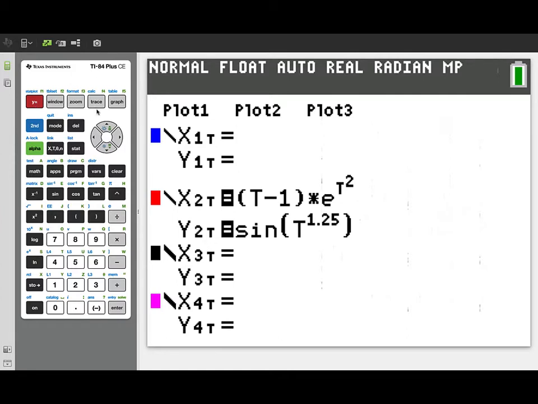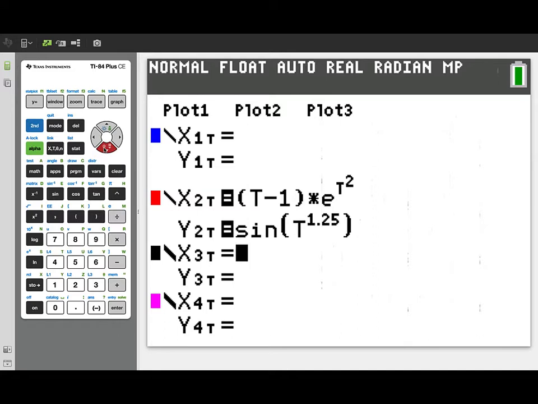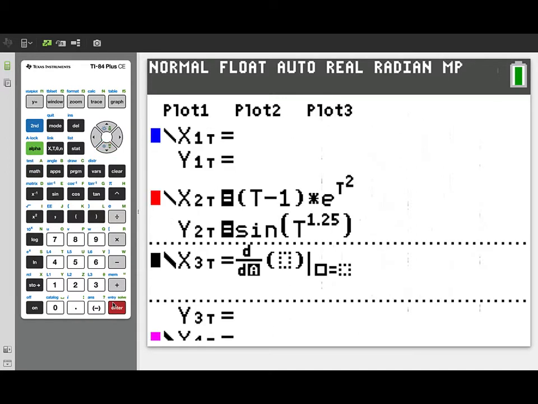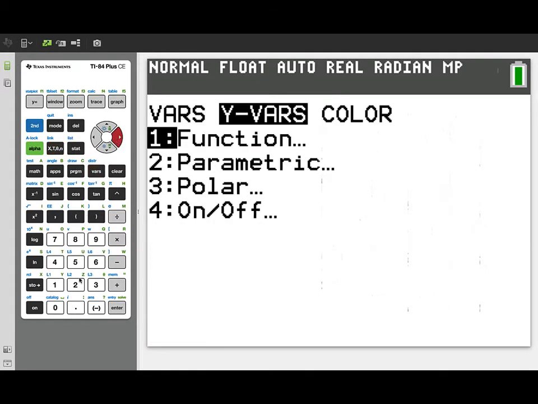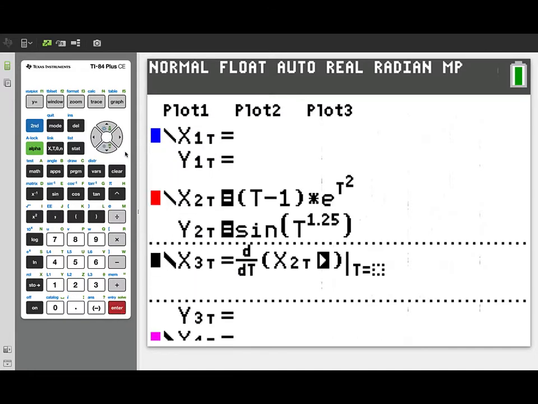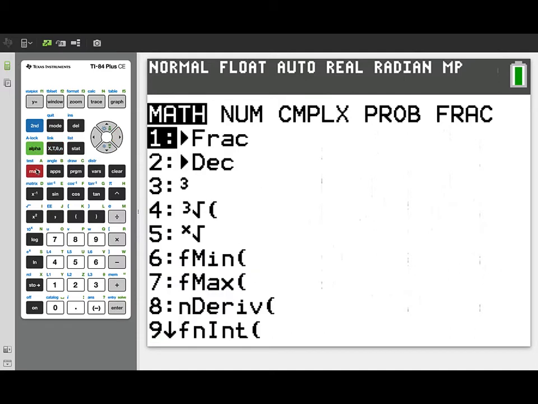Now we're also asked for the acceleration vector. We're going to give that in two components, just like the velocity vector. We'll use x3 and y3 to take the derivatives of the x and y components of the velocity vector. So I've pulled up the derivative from the math menu, derivative with respect to t. And now I'll just retrieve x2 of t, and it's going to differentiate. This derivative is set up for a specific value, but if I just put in t, it'll give me the derivative function for the acceleration.